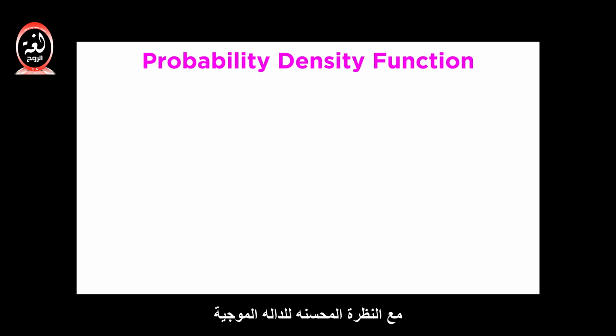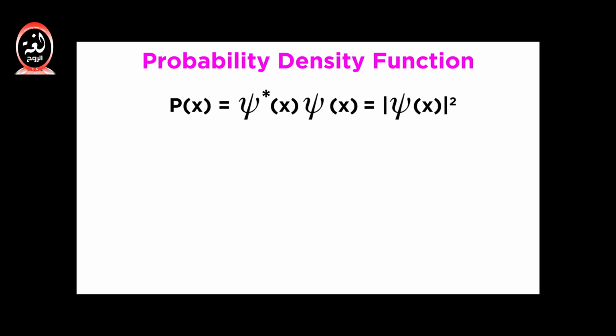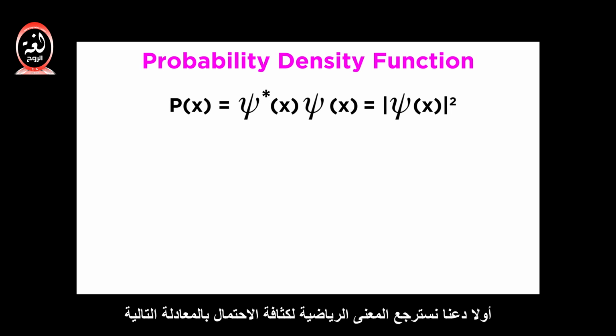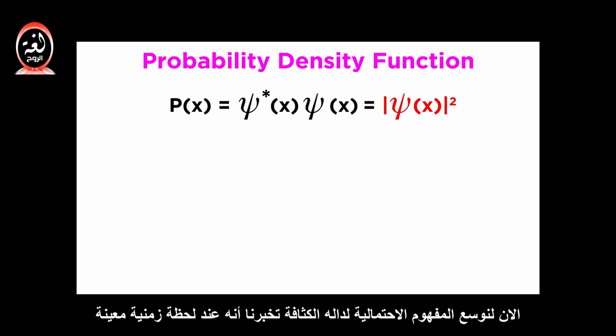With an enhanced view of the wave function, let's now return to the concept of the probability density function that we introduced in the previous tutorial. First, let's recall the mathematical meaning of the probability density function with the following equation, involving the product of the wave function and its complex conjugate, represented by psi star. So p of x equals psi star times psi, which equals the absolute value of psi of x squared.